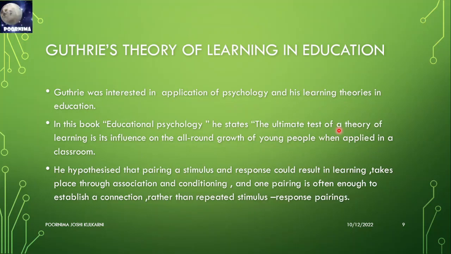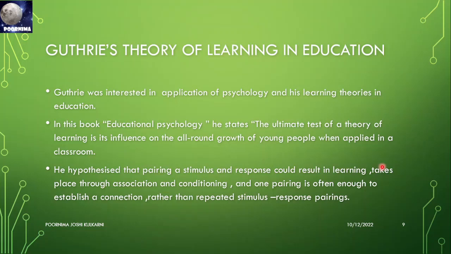Guthrie's theory of learning in education: how is it applied in education? Guthrie was interested in the application of psychology and his learning theories in education. In his book, Educational Psychology, he states the ultimate test of a theory of learning is its influence on the all-round growth of young people when applied in the classroom. He hypothesized that pairing a stimulus and response could result in learning.